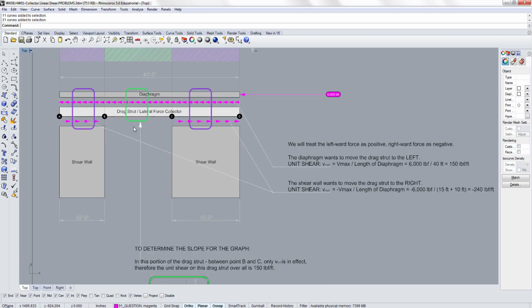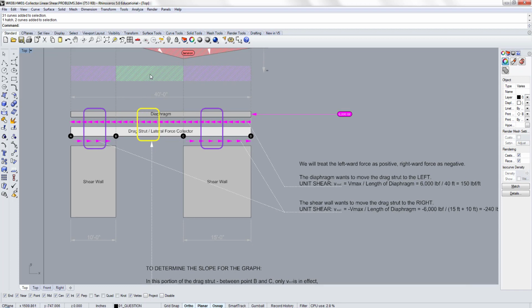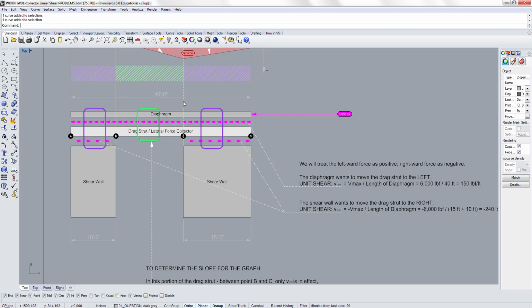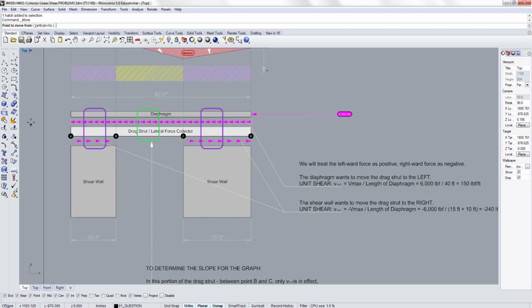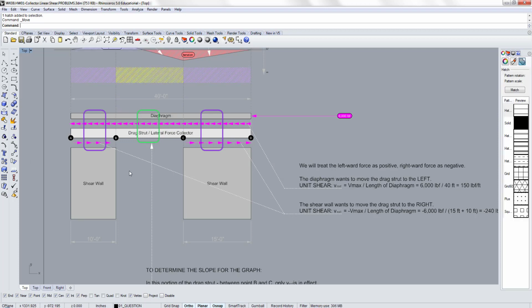One, this green actually covers this entire green, right? If you look at the area between point B and point C, there's no shear wall, but the diaphragm is touching the beam. So wherever this green area is, there's only unit shear between the roof and the drag strut. So only V roof is present at this green area.